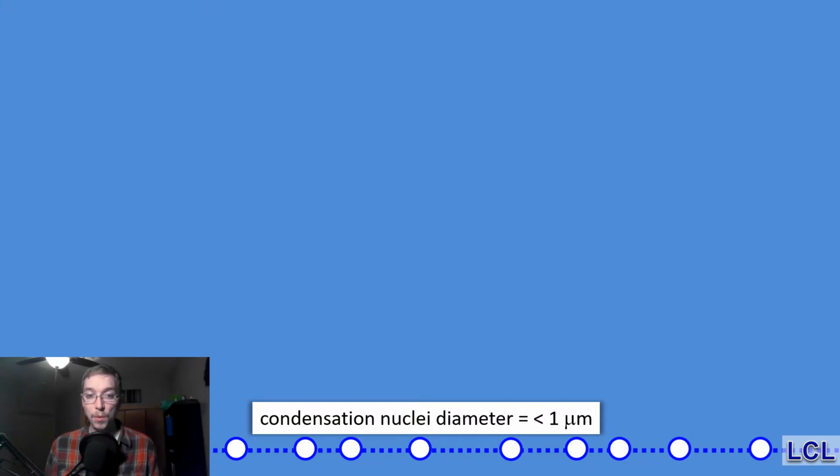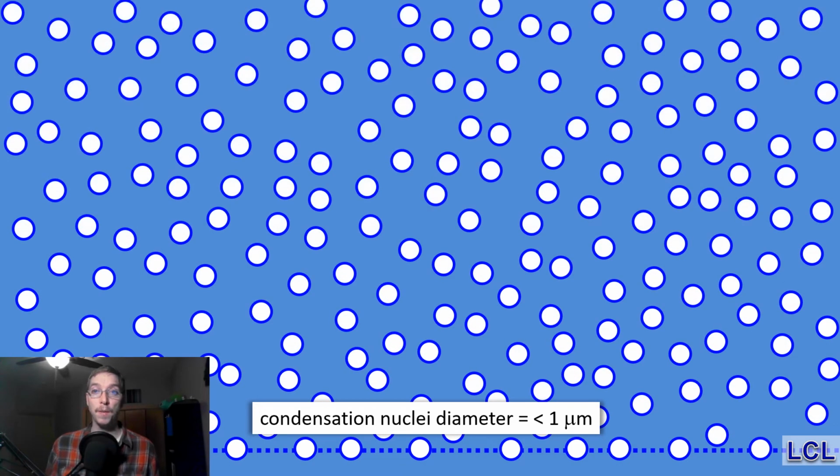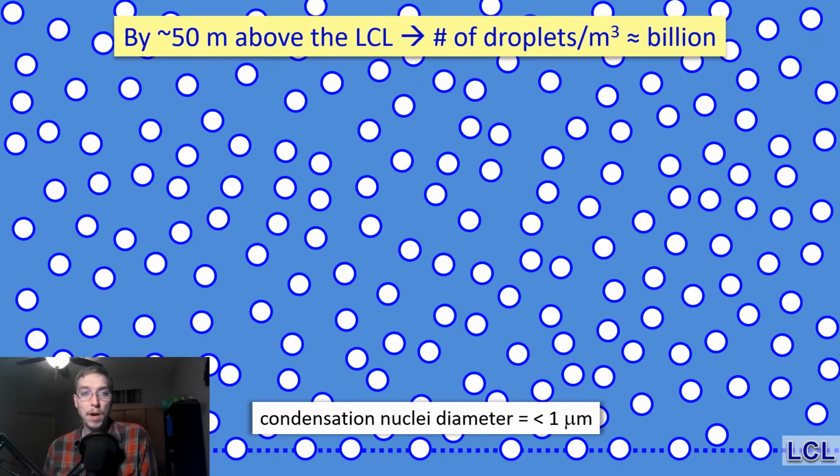And as you condense, once we hit that lifting condensation level, water is condensing to this particulate matter. And if it has enough time to develop, it starts to develop these clouds, and we see more and more condensation on these nuclei. By about 50 meters above the lifting condensation level, the number of droplets per cubic meter equal billions, which is pretty astonishing, right?